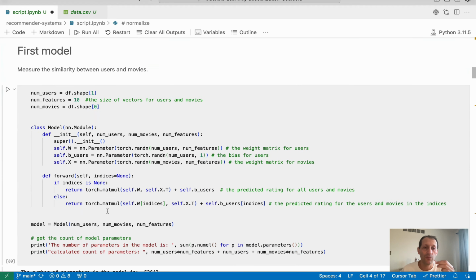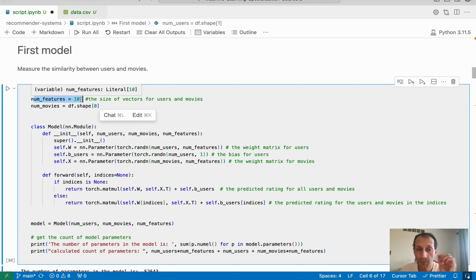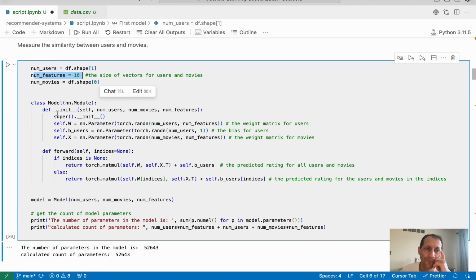All right. So the first model is going to be built with the idea of measuring similarities between movie vectors and user vectors. Those vectors have a dimension of 10. You could play around with it to see what would work best. You have, like I said, 4,000 something movies, you have 400, 500 users. And here's the model.